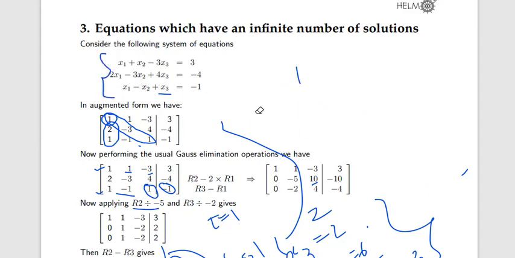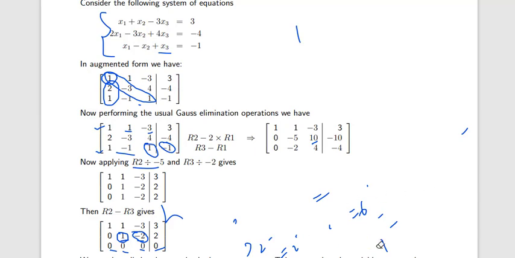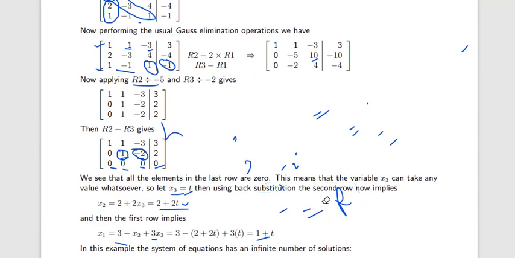Because you can take t equal to anything you want, and after that you get the values of x1, x2 and x3. So this linear equation has an infinite number of solutions.